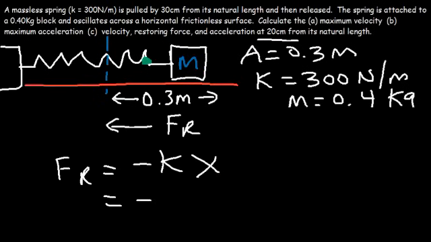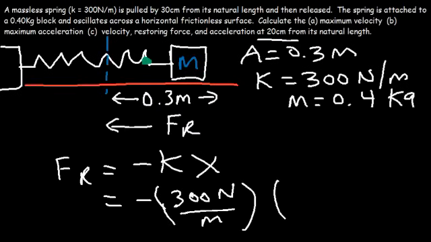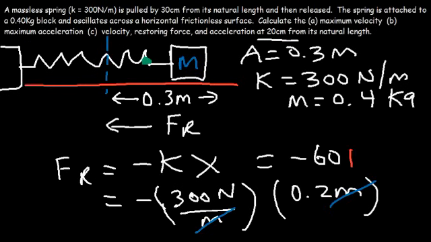So this is going to be negative 300 newtons per meter times x, which is 0.2 meters. Now in this case, we need to convert centimeters to meters because we're using k, and k is in meters. 3 times 2 is 6, so 300 times 0.2 must be 60. So the restoring force is negative 60 newtons. It's negative because it's directed towards the left.